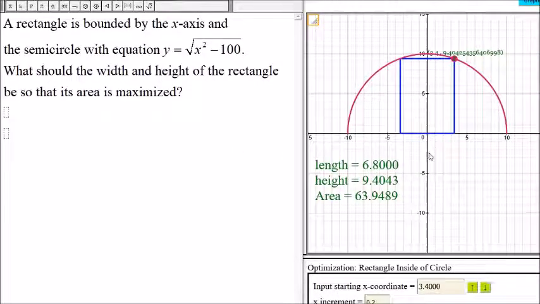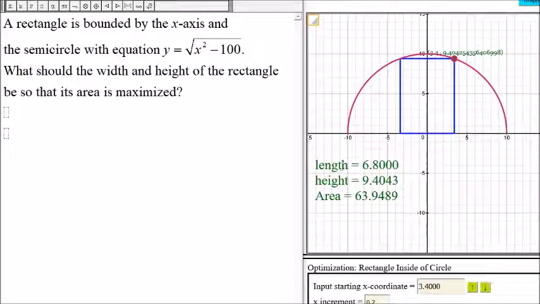Here we have a rectangle that is bounded above by the semicircle and below by the x-axis. Right now this rectangle has a width of 6.8, 3.4 on this side and 3.4 on this side. And the height is calculated to be 9.4043.